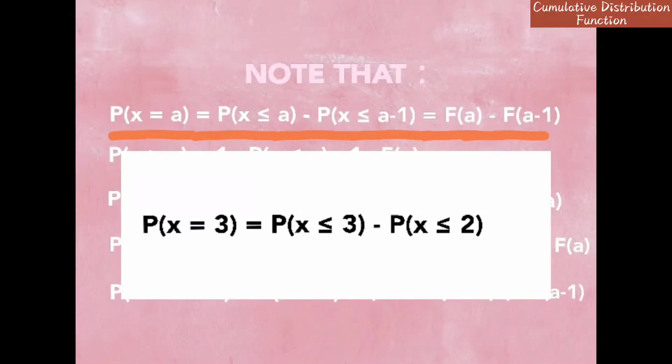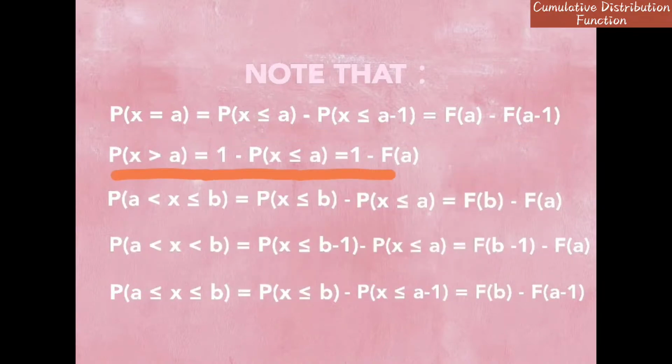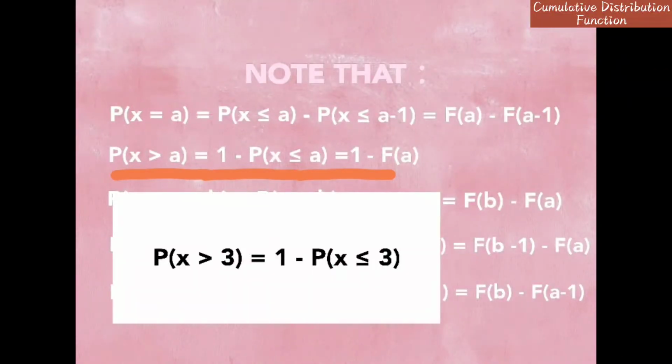For example, to find P(X=3), we can use P(X≤3) minus P(X≤2), which is equal to F(3) minus F(2). The second one is that P(X>a) is equal to 1 minus P(X≤a), which is equal to 1 minus F(a). For example, to find P(X>3), we can use 1 minus P(X≤3), which is equal to 1 minus F(3).